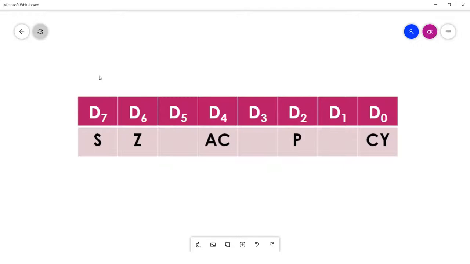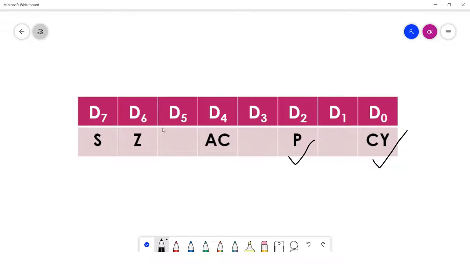As you know, the size of the flag register is 8 bits, but out of those 8 bits only 5 bits are used for the various 8085 flags. The names of the flags are carry flag, parity flag, auxiliary carry flag, zero flag and sign flag.